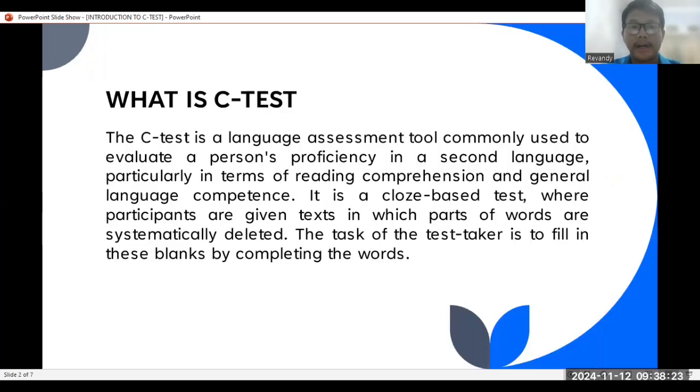So, what is a C-test? The C-test is a language assessment tool commonly used to evaluate a person's proficiency in a second language, particularly in terms of reading comprehension and general language competence. It is a cloze-based test where participants are given a text in which parts of words are systematically deleted. The task of the test taker is to fill in these blanks by completing the words.